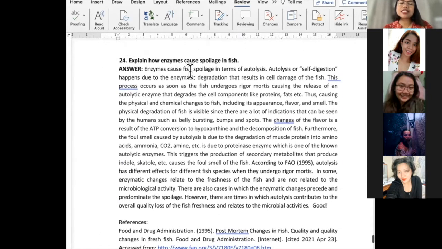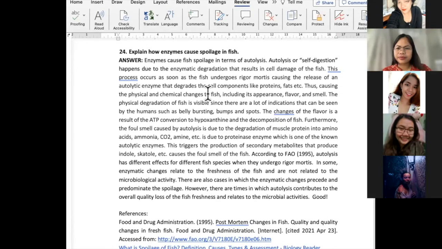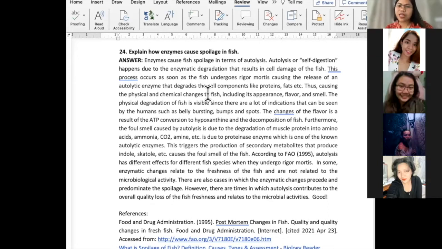Next is explain how enzymes cause spoilage in fish. Who wants to volunteer to answer this one? Yes, Ed Rose, please go ahead.